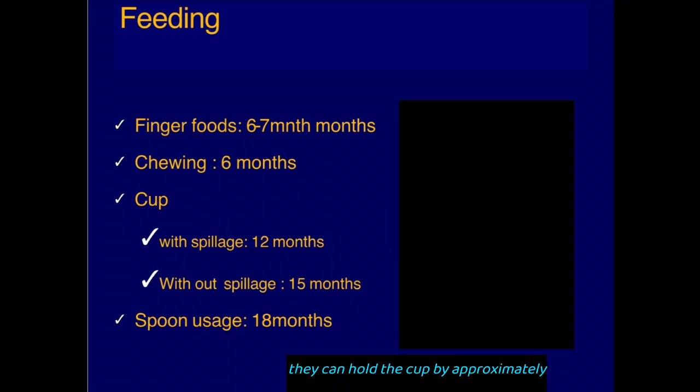They can hold the cup by approximately 1 year, that is 12 months, but there will be a lot of spillage at 12 months. Without spillage, by around 15 months, that is 1 year 3 months, they can hold the cup. They can use the spoon by 18 months.